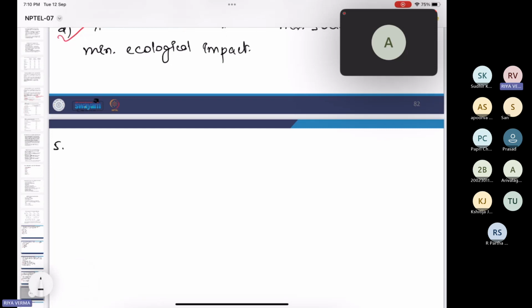Fifth question we have. What are the important properties?